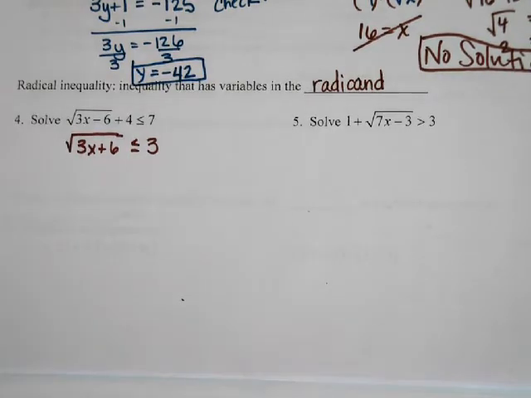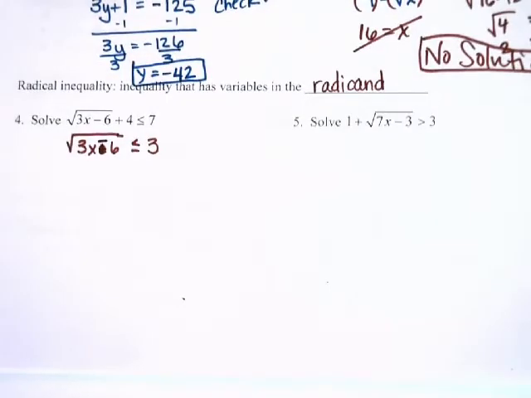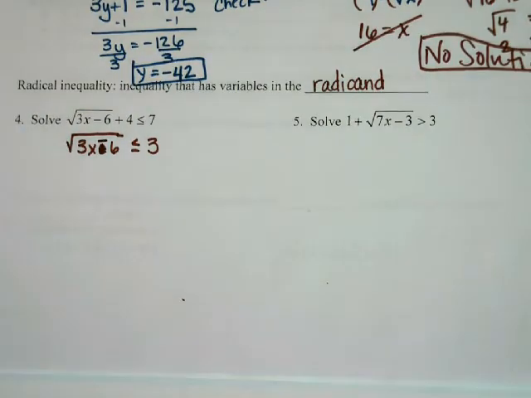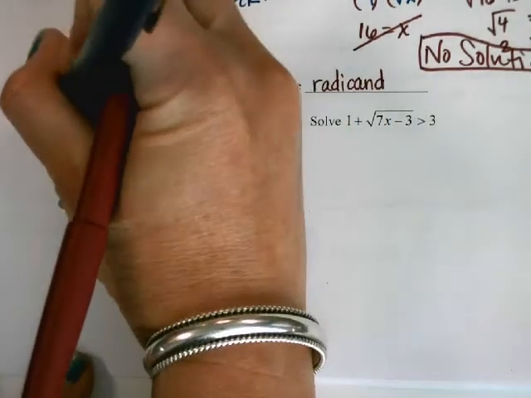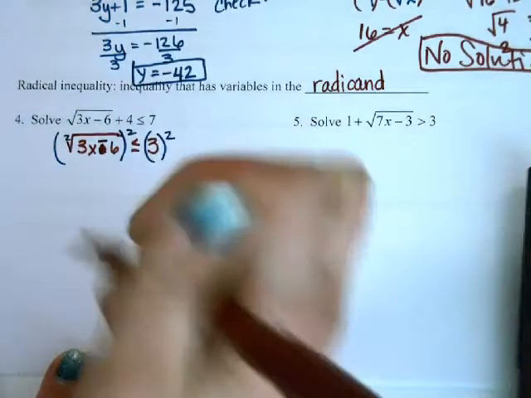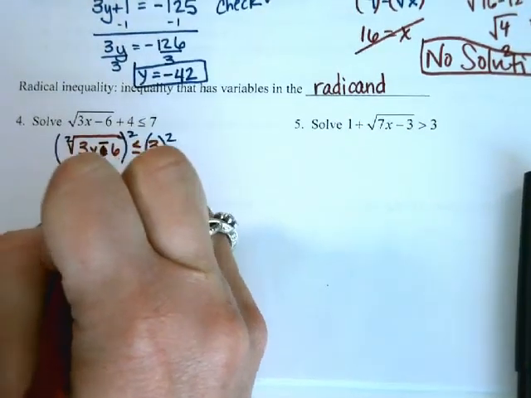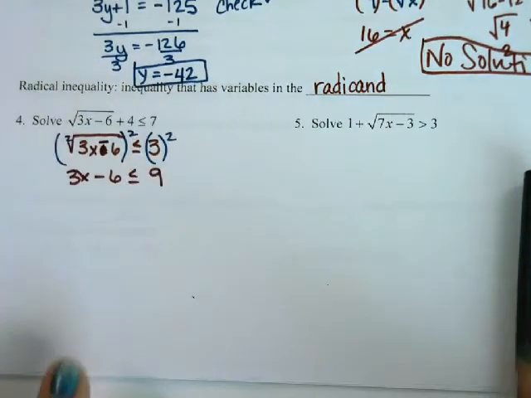Oh, sorry, yes. Thanks, Riley. That would have made a big difference here momentarily. Thanks, honey. So it's 3x minus 6. Okay, now what's my index? It's 2, so I'm going to square both sides. So I have 3x minus 6 is less than or equal to 9.